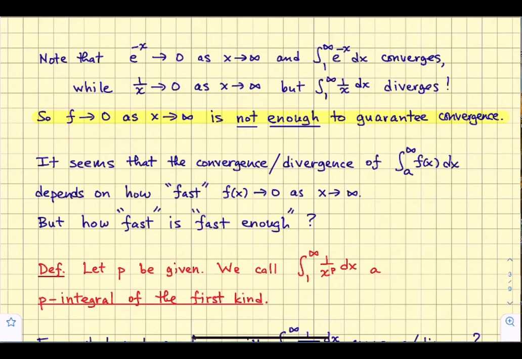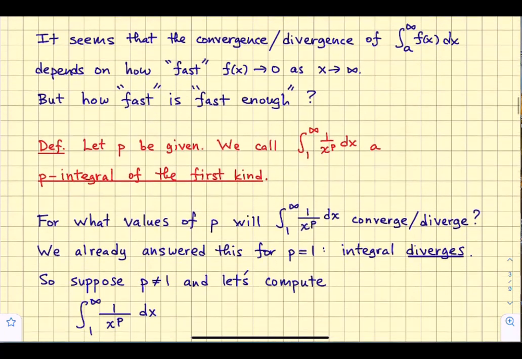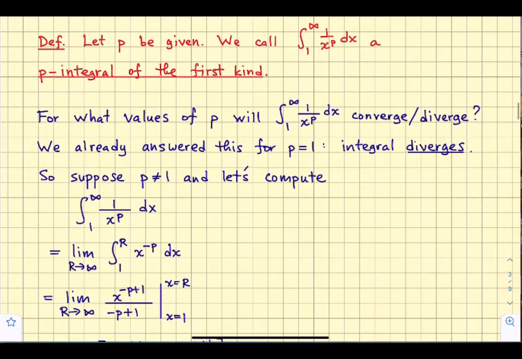So it seems that the convergence or divergence of an improper integral of the first kind not only depends on whether f goes to 0, but how fast f goes to 0 as x goes to infinity. So the question is, how fast is fast enough for a function to go to 0 in order for its improper integral of the first kind to converge? We'll explore this answer in the context of what are called p integrals.